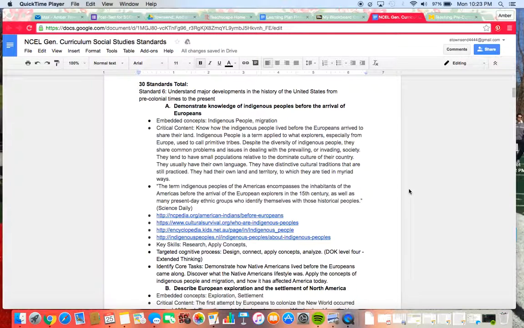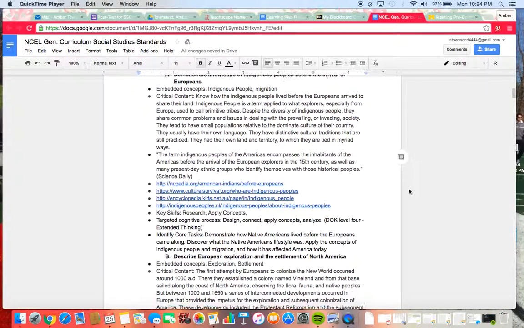The first standard that we were going to look at is Standard 6, which states, understand major developments in the history of the United States from pre-colonial times to the present. Now, the first part of this is asking to demonstrate knowledge of indigenous people before the arrival of the Europeans. So what the task is asking you to do is to demonstrate how Native Americans lived before the Europeans came along, and to discover what the Native American lifestyle was like, and to apply concepts of indigenous people and migration and how it affected America today.